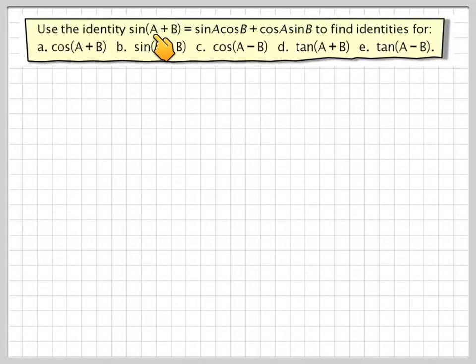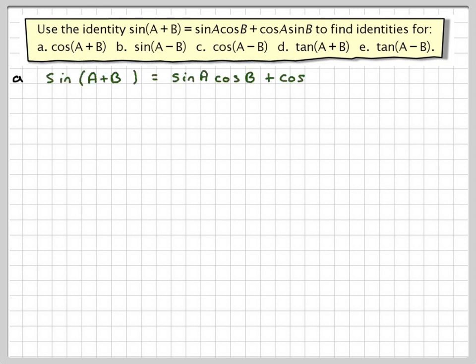Use the identity sin(A+B) = sin A cos B + cos A sin B to find identities for cos(A+B), sin(A−B), cos(A−B), tan(A+B), and tan(A−B). I've already proved this identity in another video, and I'll put the link down below for you. So starting with that, sin(A+B) is sin A cos B + cos A sin B.